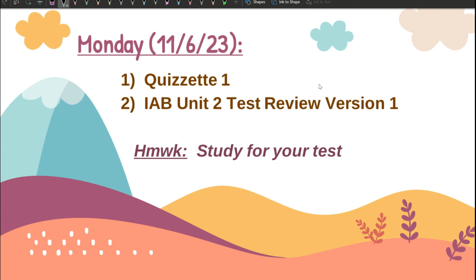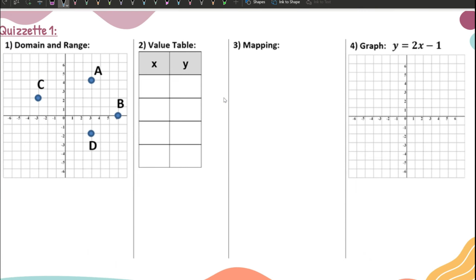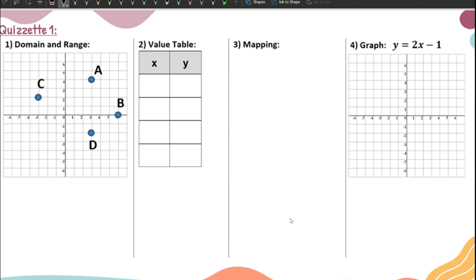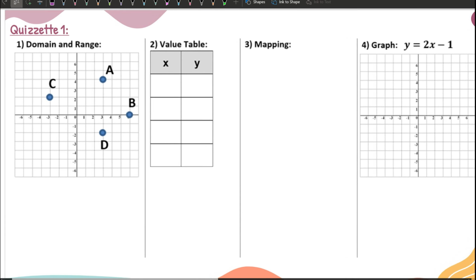Alright, let's go over our Quizzette. Just a really quick reminder: if you didn't turn in the Quizzette on Friday, please go ahead and turn it in. And as usual, I will remind you to write your name on the Quizzette. Write your name on the Quizzette. Quizzette number 1. This week we're going to talk about domain and range.